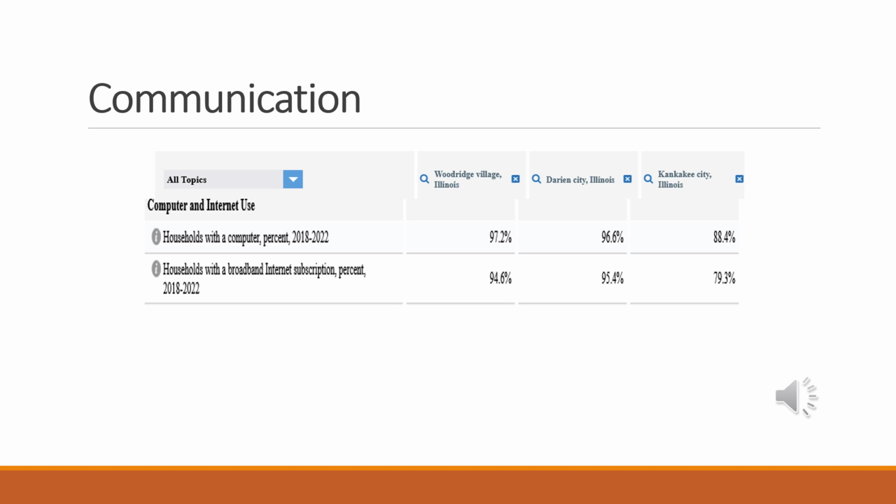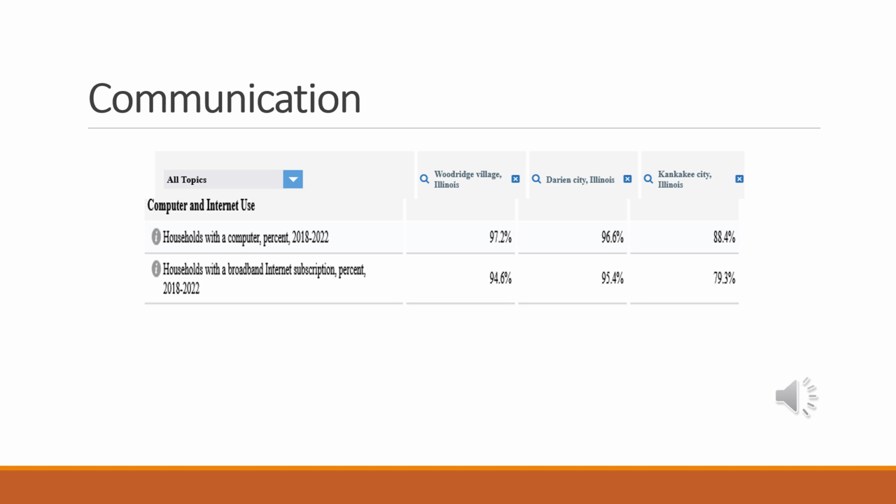Now we're going to look at communication within Woodridge. One of the big concerns is computers for household, and as you can see, 97.2% of families within Woodridge have a computer, versus Darien, which is 96.6, which is about the same, versus Kankakee, which is a city in the middle of Illinois, which is only 88.4%. Households with broadband internet is 94.6 in Woodridge, 95.4 in Darien, and 79.3 in Kankakee.